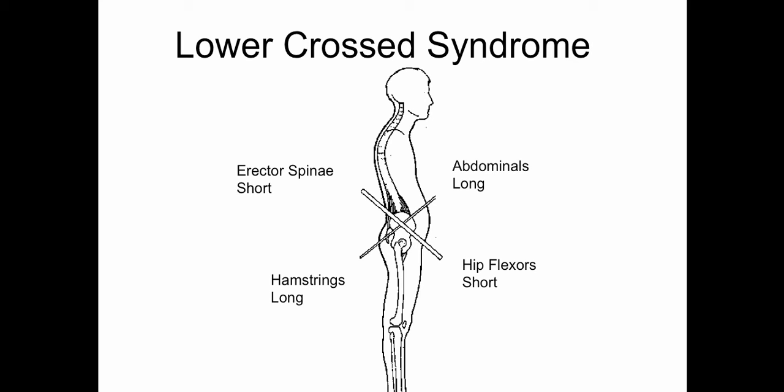The hip flexors and erector spinae form one line in the cross, and the hamstrings and the abdominals form the other line. The hip flexors and the erector spinae are both shortened. The hamstrings and the abdominals are both lengthened. This imbalance is what causes the pelvis to sit anteriorly and the lumbar spine to increase its lordosis. Therefore, we call this the lower crossed syndrome.